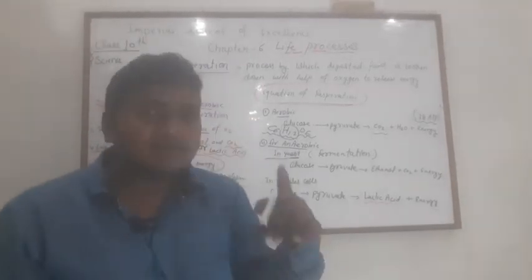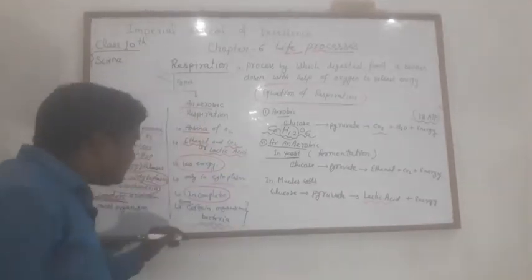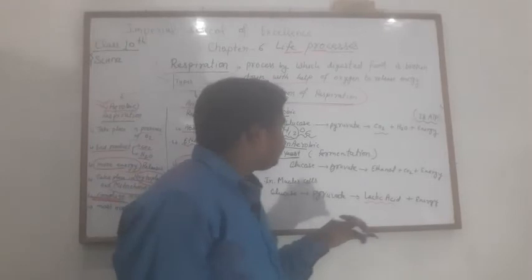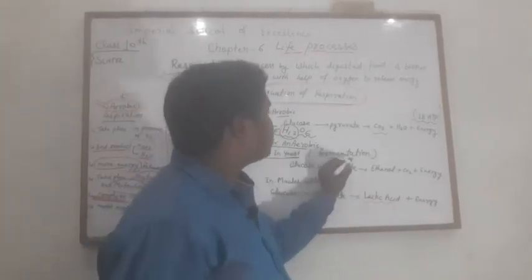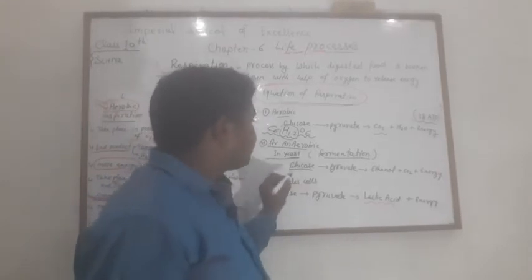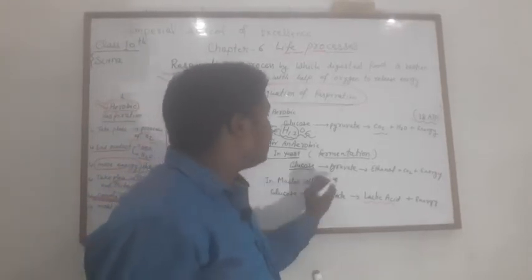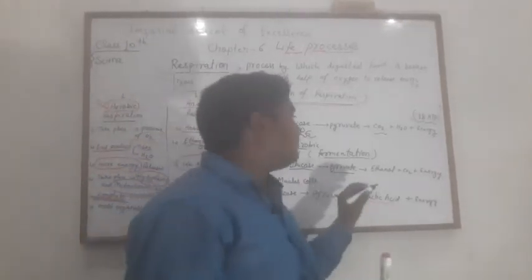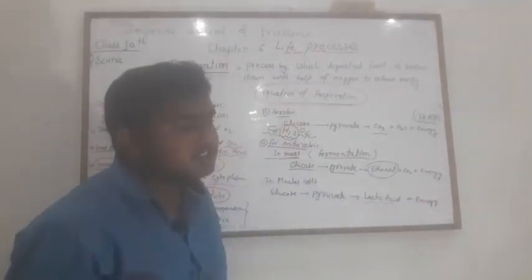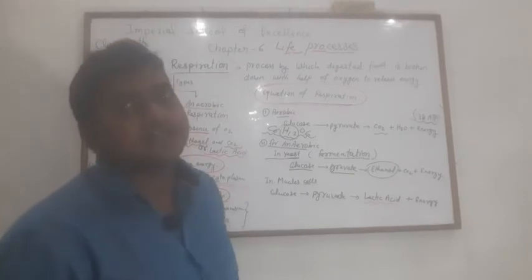If we talk about anaerobic respiration, there are two cases. In yeast, basically yeast is a fungus. So some bacteria and fungi show this respiration, and this process is known as fermentation, where the glucose will get converted into pyruvate, and pyruvate will get converted into ethanol, carbon dioxide and energy. Here a very small amount of energy is released.